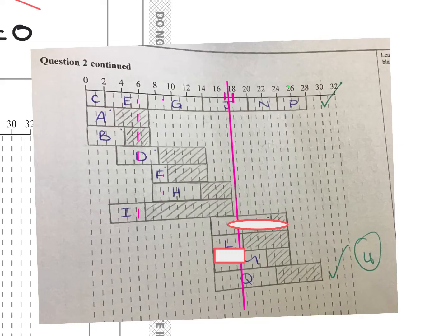Okay, L. L, guess what, guys? L could be moved here. Is that in our 5? No. See how they're trying to trick you, right? But we're not gonna fall for that trick. M is this. If I move M, is it still in the 5? Is it still in our line? Yes.